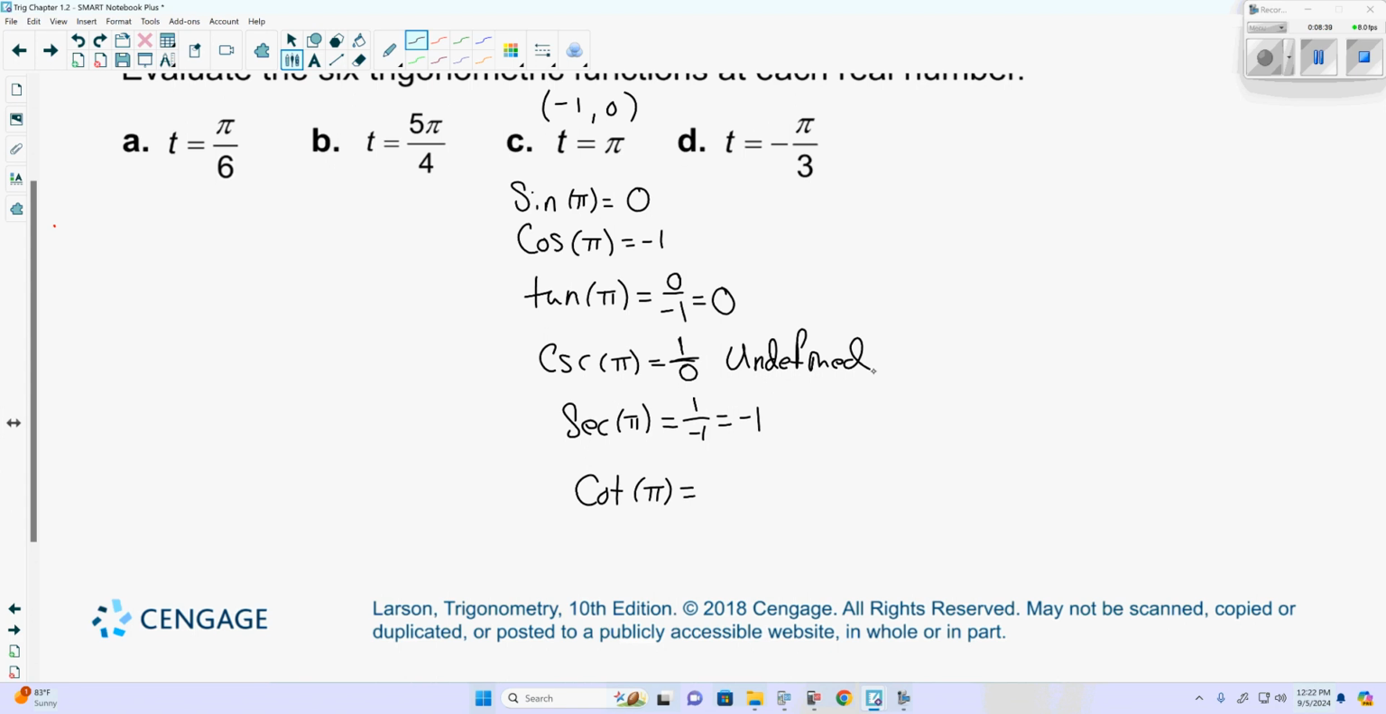Well, let's see what that means for cotangent. Cotangent is going to be x over y, which is also undefined. Because if one of these trigonometric functions, sine, cosine, or tangent, is 0, its reciprocal, cosecant, secant, or cotangent, will be undefined.